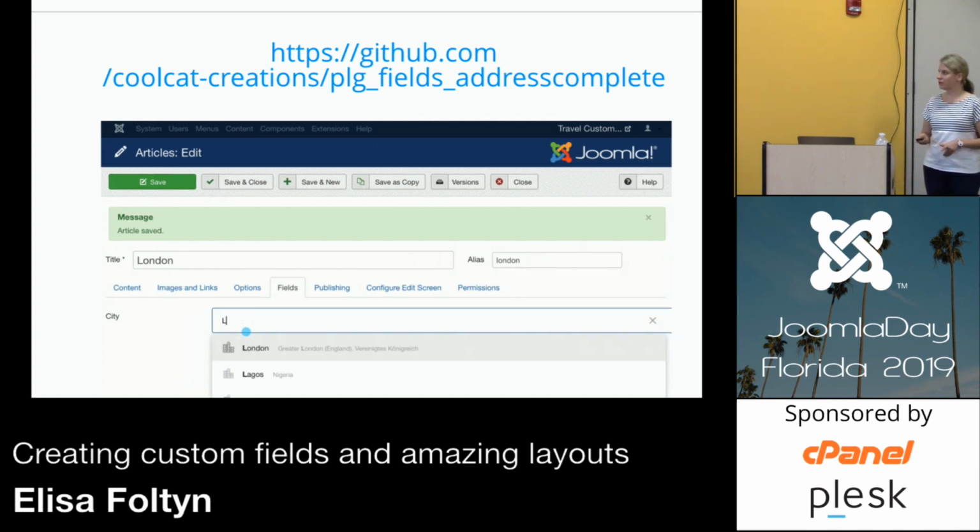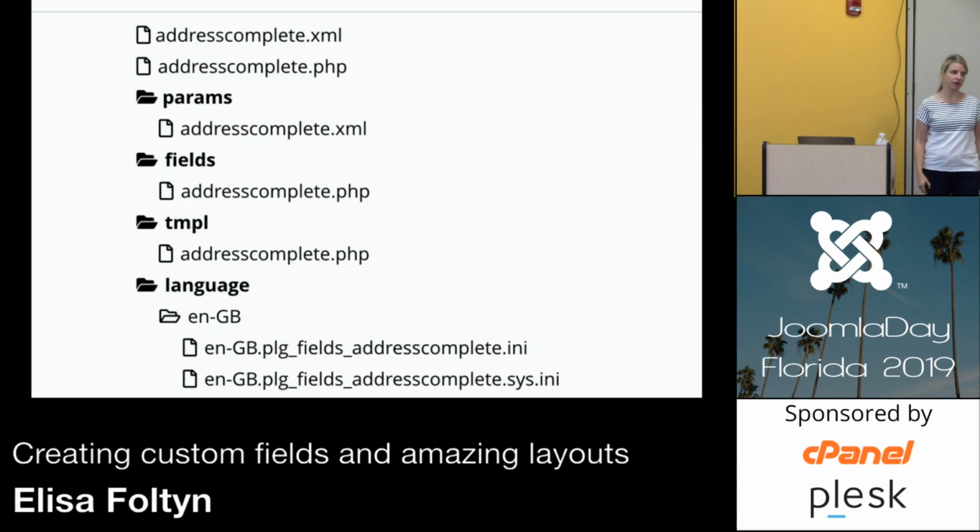This is the structure of a custom field. You have the manifest file, you have the template file, which is the second file on the list. Then you have parameters if you need them. You have a fields folder with specific fields you can create. You don't have to have a text field. You can also create a very custom field. Then you have the template folder, which is responsible for the output, and the language folder.